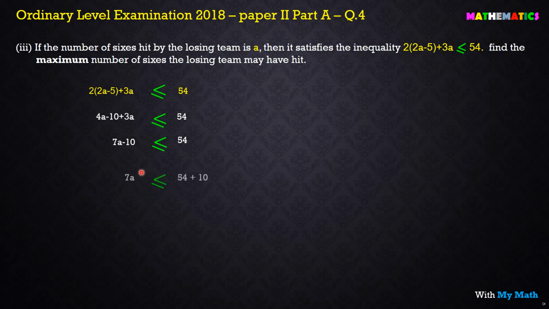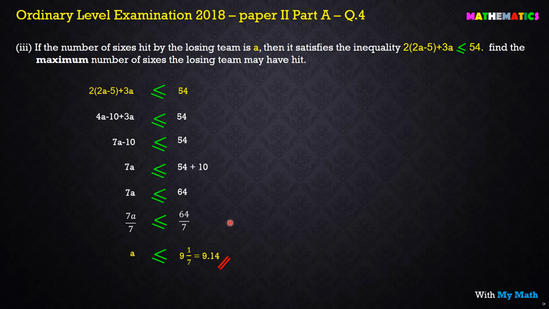Then minus 10 goes to the other side as plus 10. Then it gives us 7a is equal to or less than 64. Then both sides are divided by 7. Here on the left side you can see the 7 over 7 cancels out. Then a is equal to or less than 9.14, otherwise 9 1/7. So this is a fraction or mixed number, and this is a decimal number.